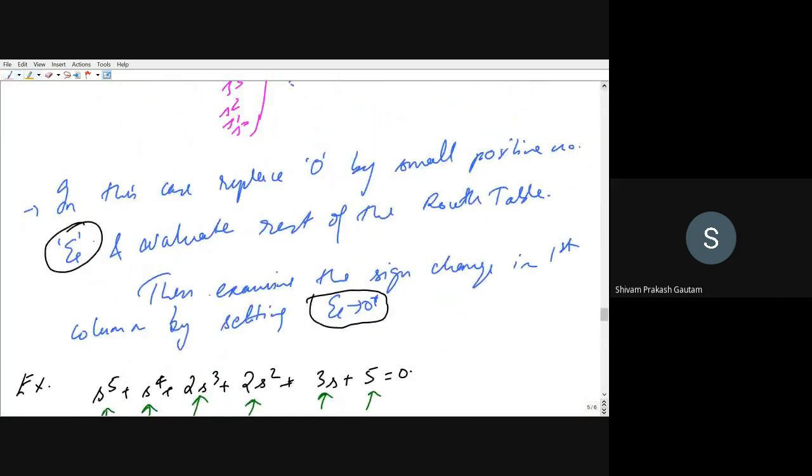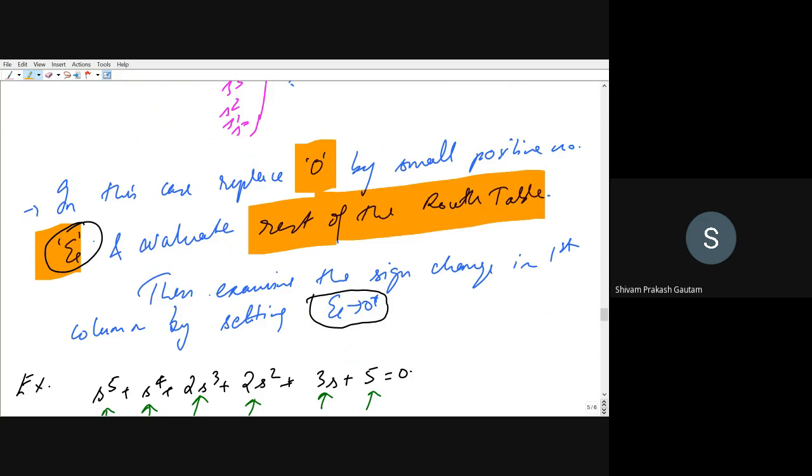Okay. So what is given here? If any of the terms has become 0, what you can do is replace that 0 by a small positive number, that is zeta. Zeta is a very small positive number, which means it is tending to 0 positive, right? And we can calculate the rest of the Routh table.